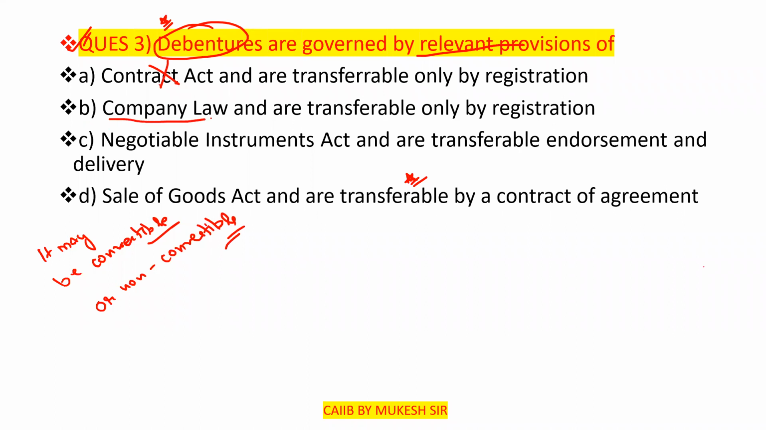Debentures are governed by the provisions of company law, and are transferable only by registration. Please remember that. Option B is the answer here. Now, if the word bonds is mentioned in place of debentures, what will be the answer?